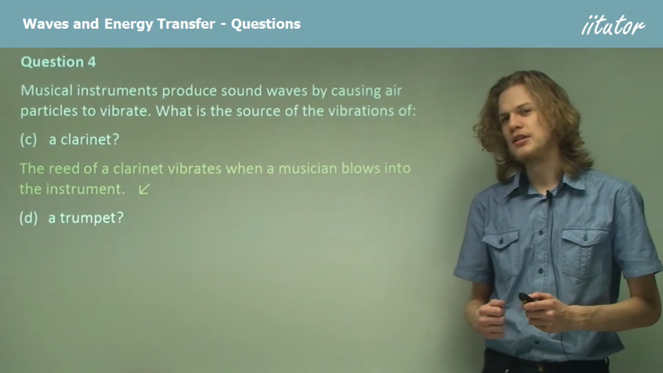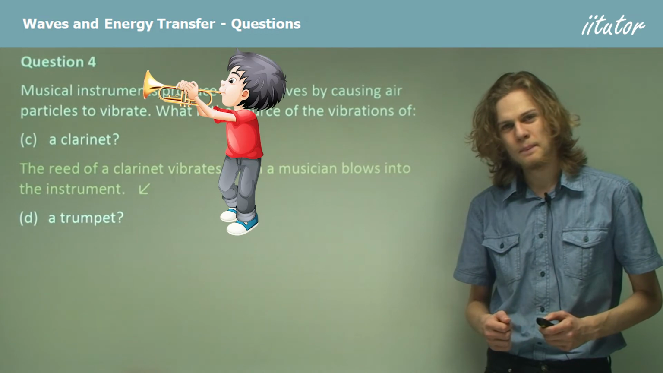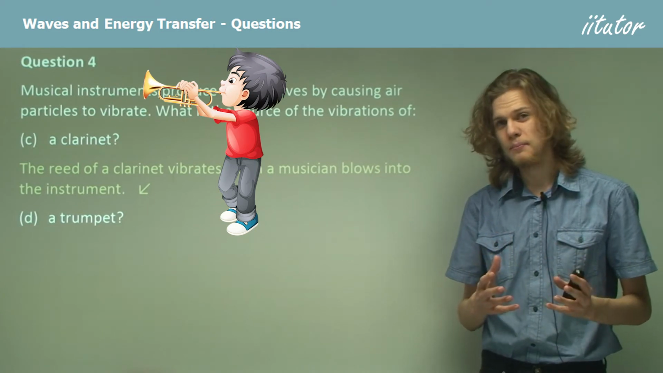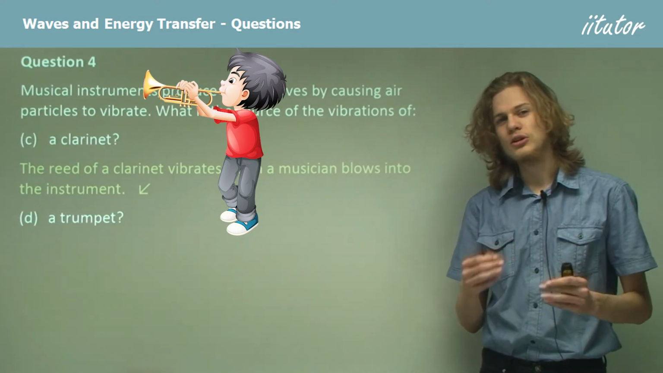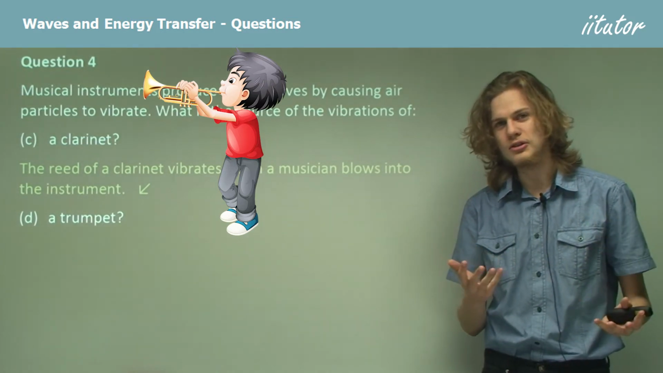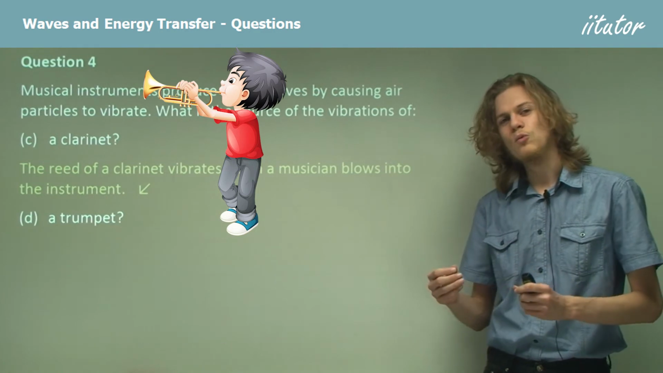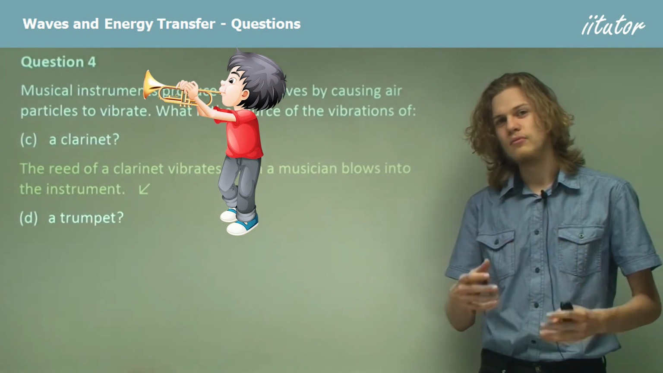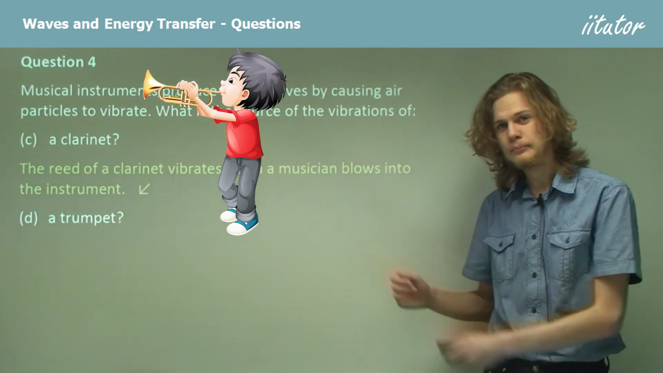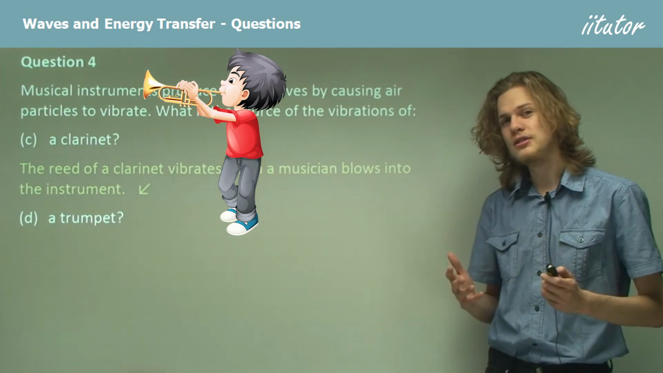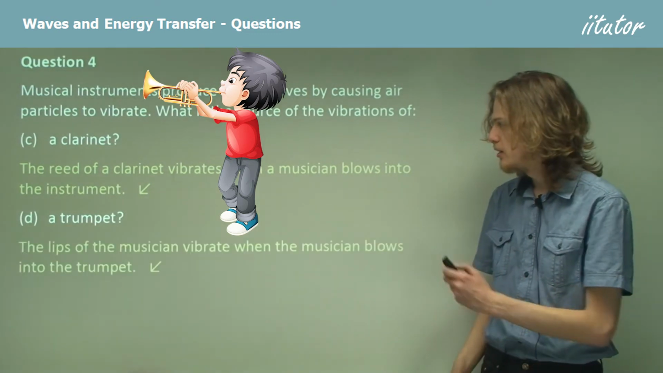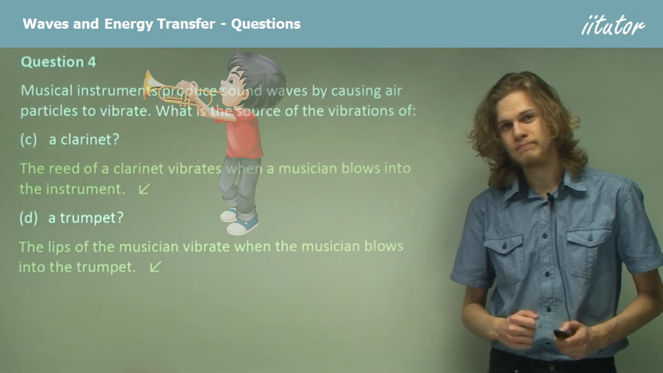Finally, what is the source of the vibrations of a trumpet? Now it turns out that a trumpet, being a brass instrument, does not have a reed. Instead, it's got a special mouthpiece into which the musician has to vibrate their lips. When they do this into the mouthpiece, it will vibrate the air inside the instrument that will be amplified through the trumpet, and coming out at the end will produce a sound. So in this case, the source of the vibrations is not a reed or a string or a vibrating skin, but the lips of the musician.